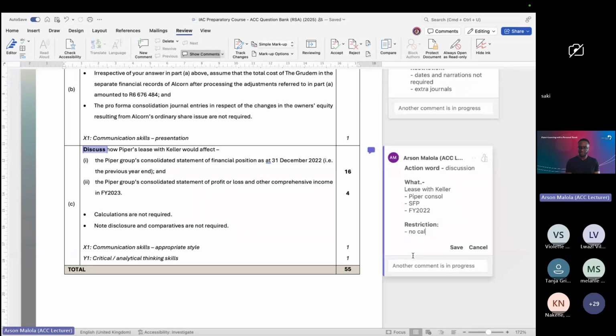And then no calcs. And then no disclosure or comparatives are the two restrictions I need to be thinking about.